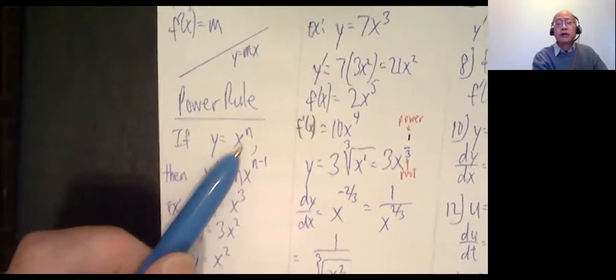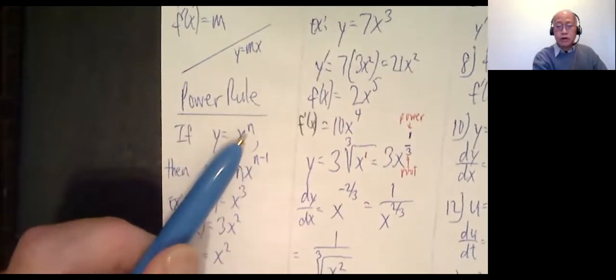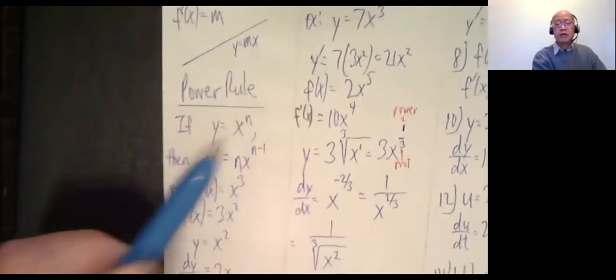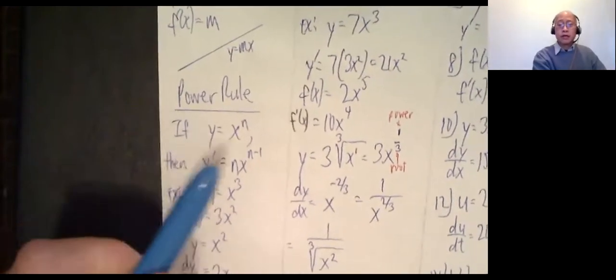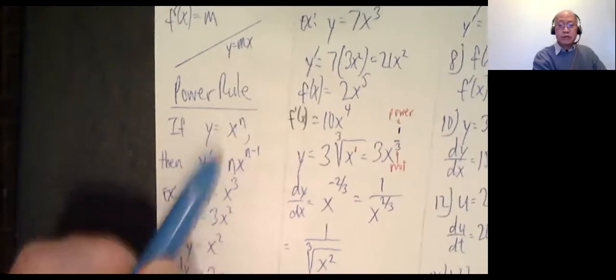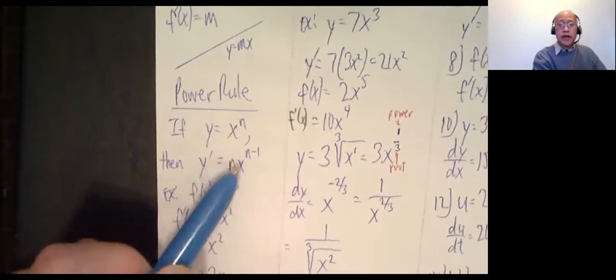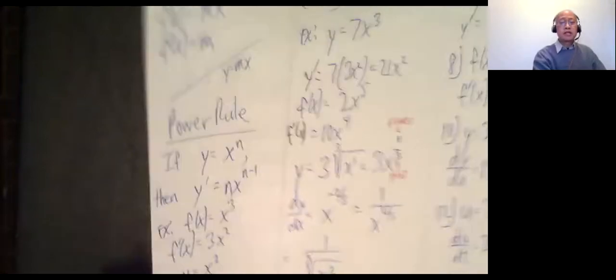X raised to the new exponent, you take away 1. You subtract 1 from whatever was up here. This is the power rule for derivatives. Okay, x to the n. Exponent comes down in front, and then x to the n minus 1. Examples.